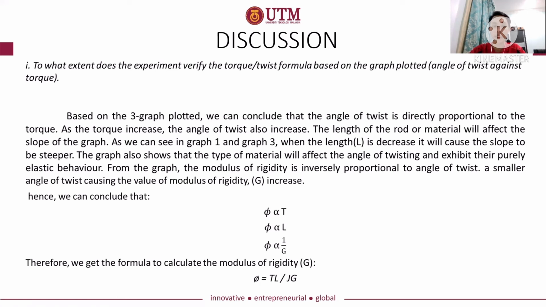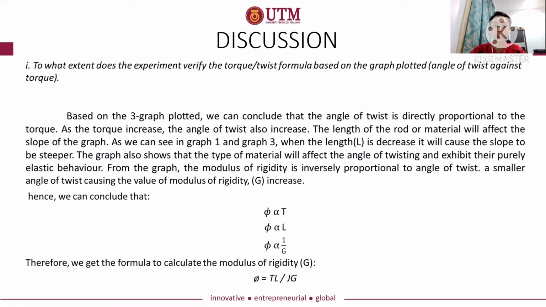Based on the three graphs plotted, we can conclude that the angle of twist is directly proportional to the torque. As the angle of twist increases, the torque also increases. The length of the rod or material will affect the slope of the graph. As you can see in graph 1 and graph 3, when the length is decreased, it will cause the slope to be steeper. So the graph also shows that the type of material will affect the angle of twist and exhibit their purely elastic behavior.